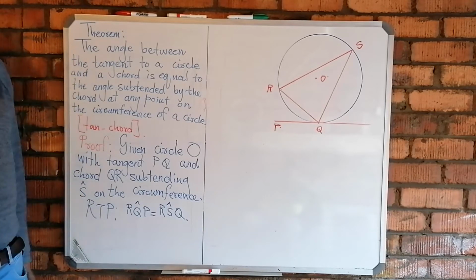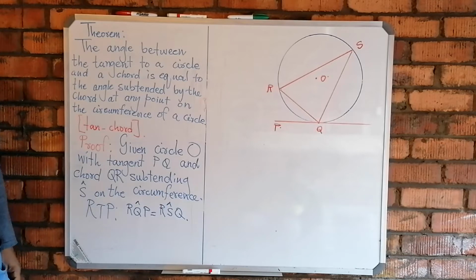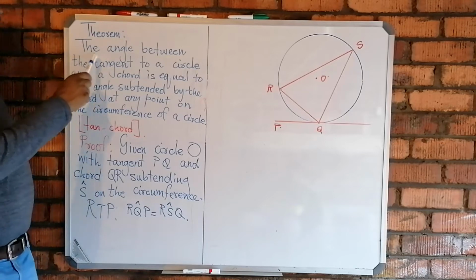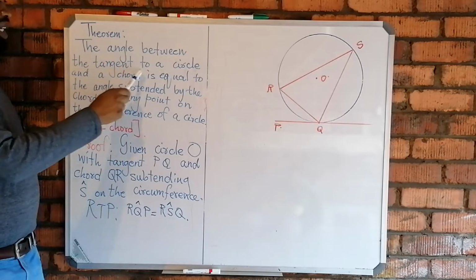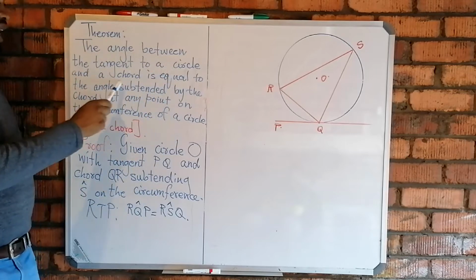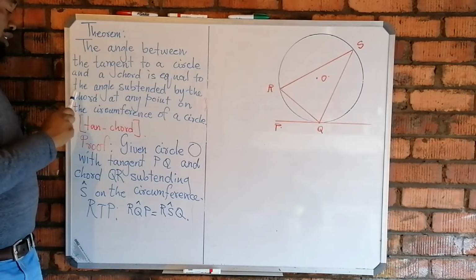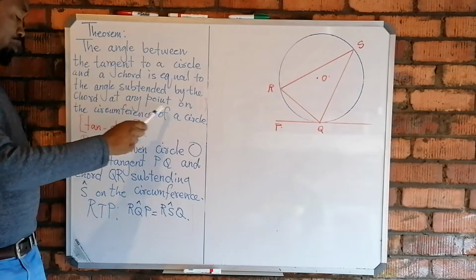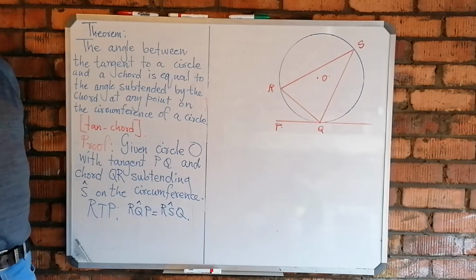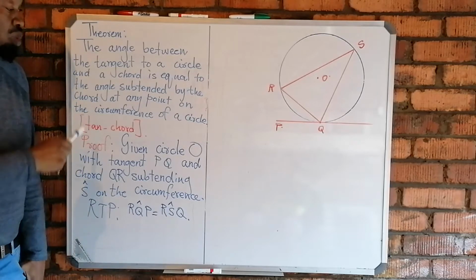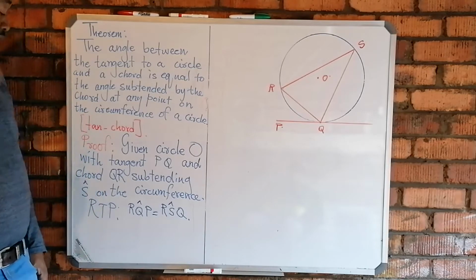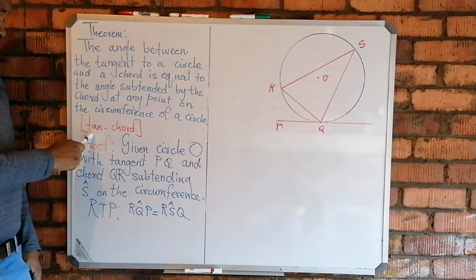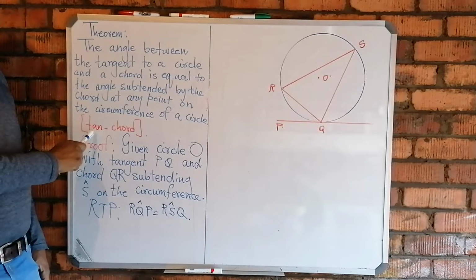The theorem that we are proving now states that the angle between the tangent to a circle and a chord is equal to the angle subtended by the chord at any point on the circumference of a circle. When we apply this theorem, as a reason, we just say tan chord.